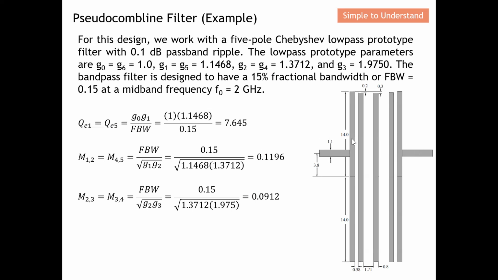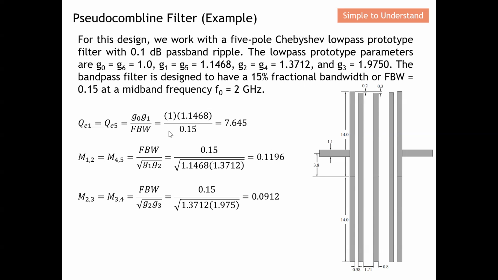M12 and M45, okay, so this part here will be the M12, this part here will be the M45. They will be the same because this filter will be symmetric. And M23 will be the same as M34, okay, this part here will be M34. This part here will be M23, this part here will be M34. They will be the same because the filter needs to be symmetric.